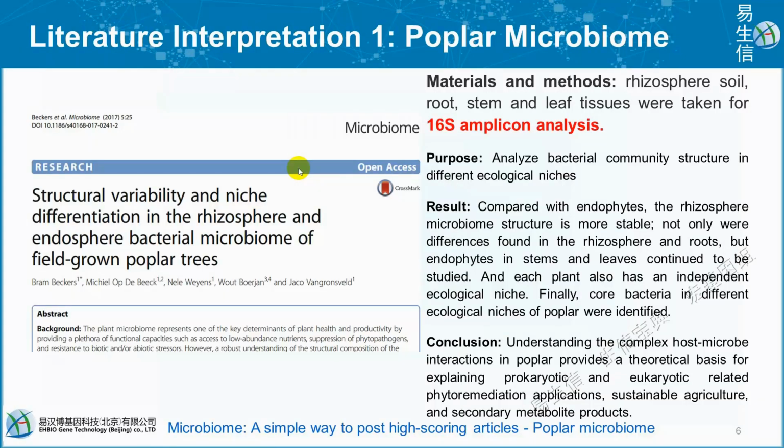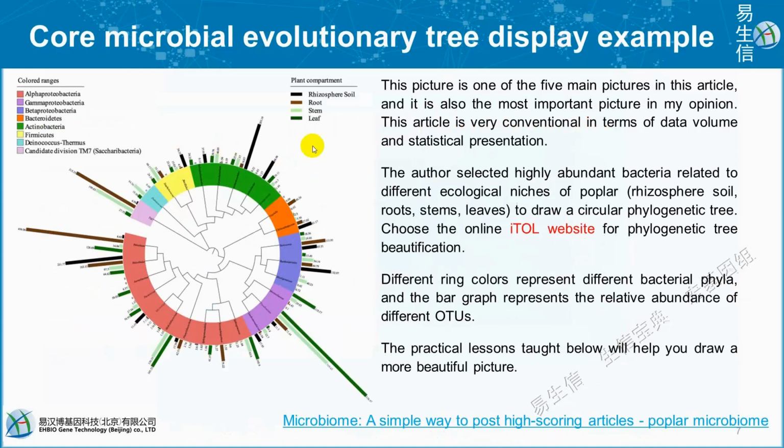In 2017, a research paper was published which used rhizosphere soil, root, stem, and leaf tissue as samples for 16S amplicon analysis. The purpose of the study was to analyze bacterial community structure in different ecological niches. The author constructed a circular phylogenetic tree, as you can see here, showing highly abundant bacteria related to different ecological niches, and then used the iTOL website for the beautification of the phylogenetic tree.